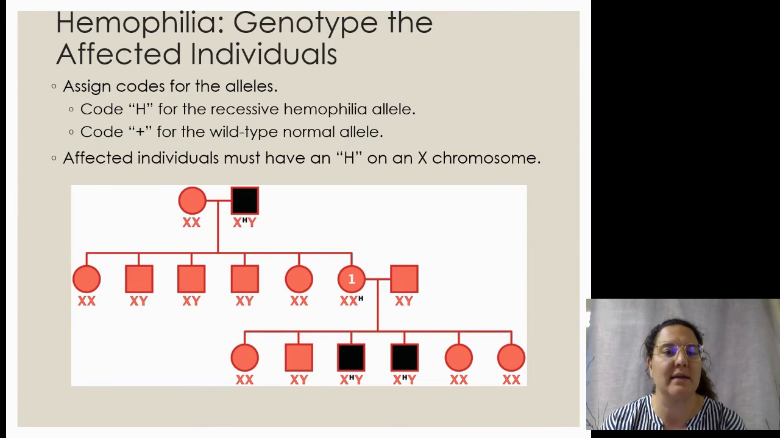Now we're going to assign alleles for hemophilia. So we know the affected male here has an uppercase H because they're affected. And because this individual here is not affected, we know that individual 1 must have been a carrier, and she passed on her affected X chromosome to 2 of her sons.